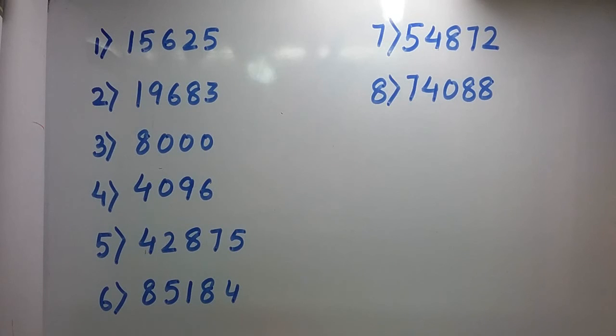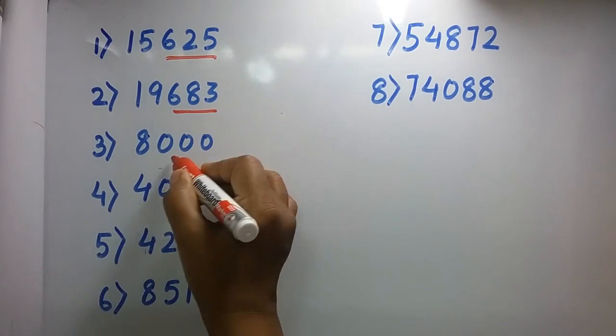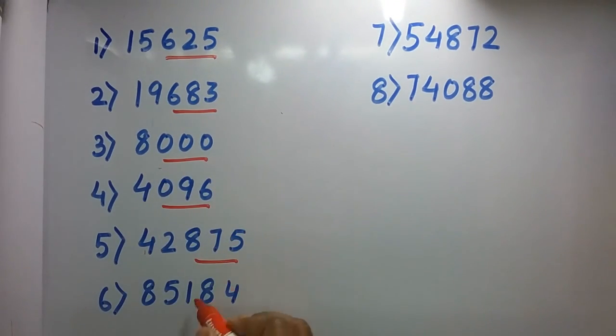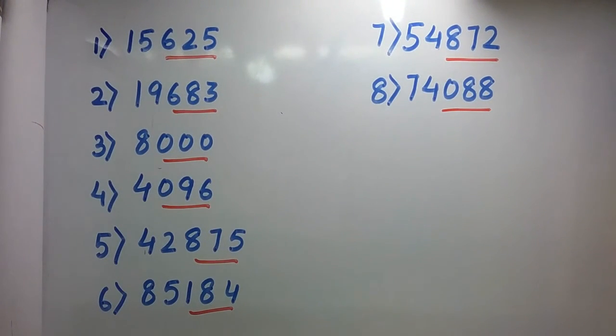Here you have 8 questions. Use the estimation method to solve all the 8 questions. And the first thing, divide each number into 2 parts and solve the questions. Here 3 digits are there, divided into 2 parts. One part I've underlined, and find out the rest of it. And check the scores after finding out the answers.